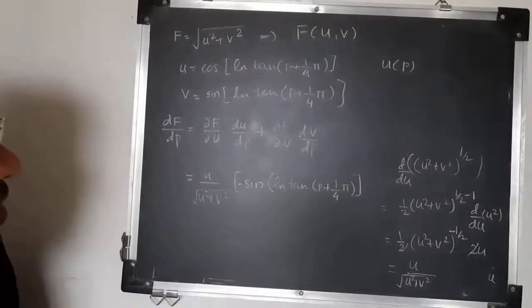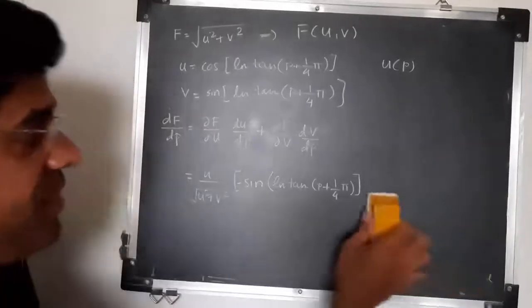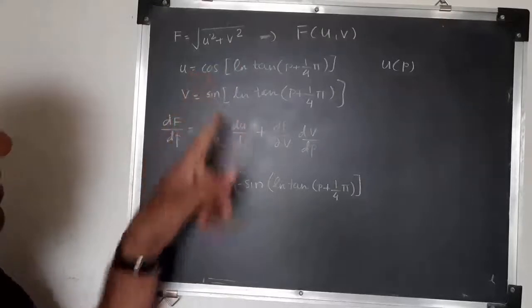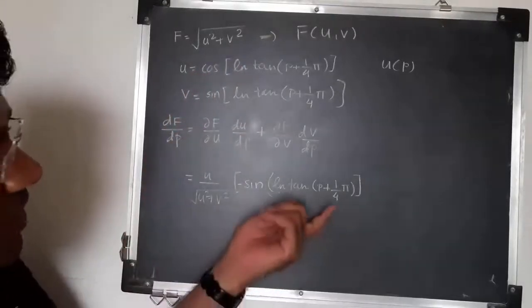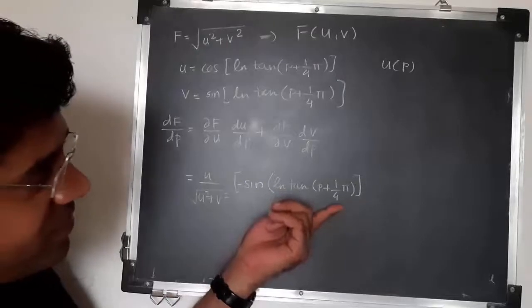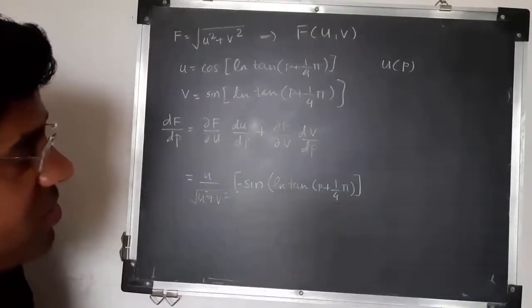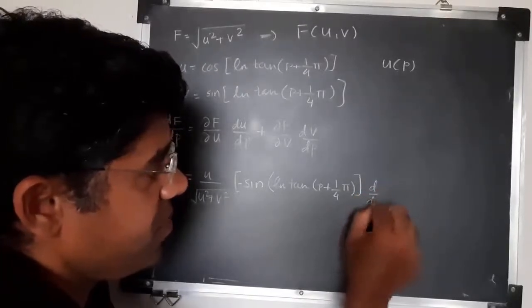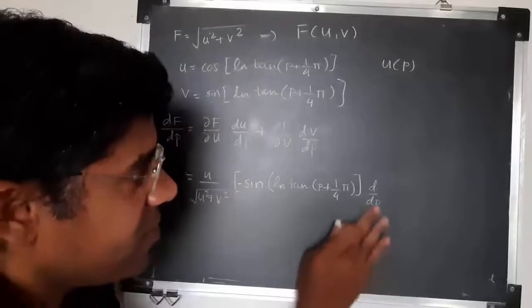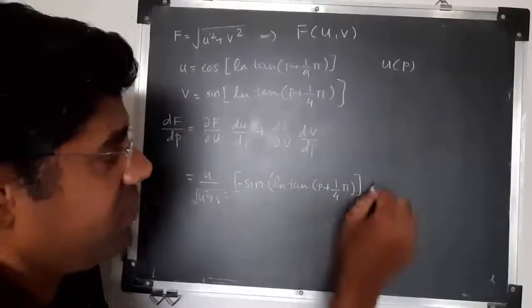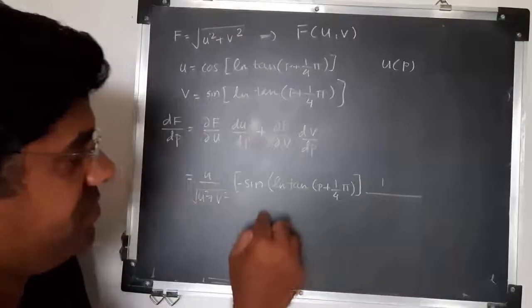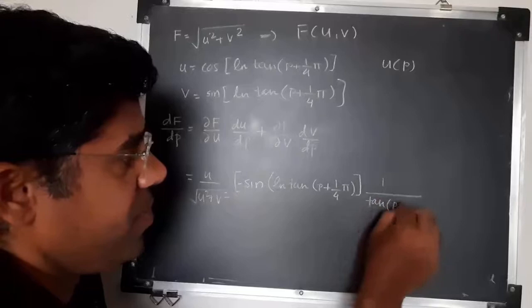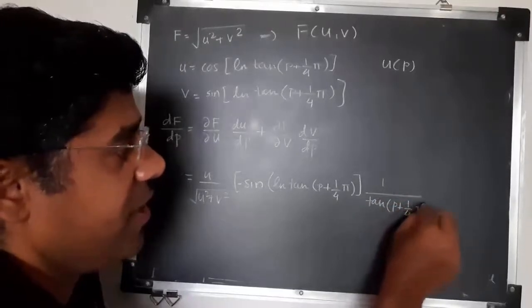Okay, again inside derivative, this is sine derivative, cos derivative is minus sine. Now the derivative of this particular term with respect to p, so that is nothing but what? d by dp of this, with respect to that down term. So I can write this as 1 upon tan of p plus 1 by 4 times pi.